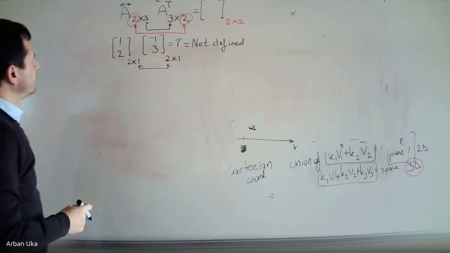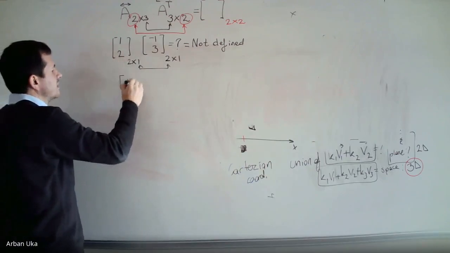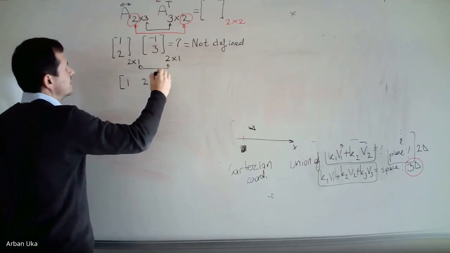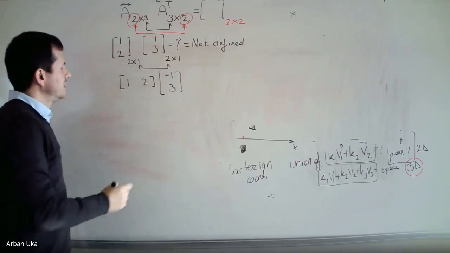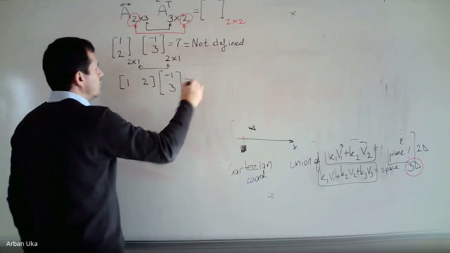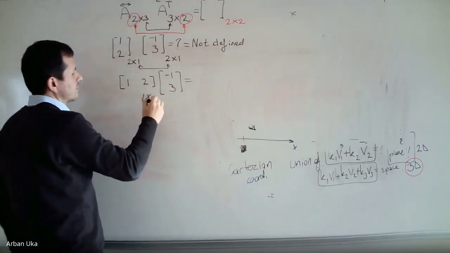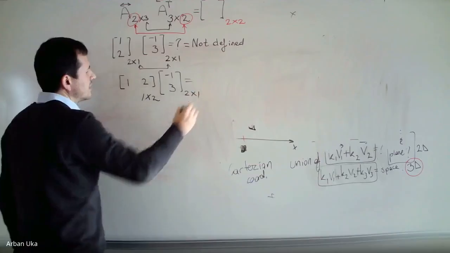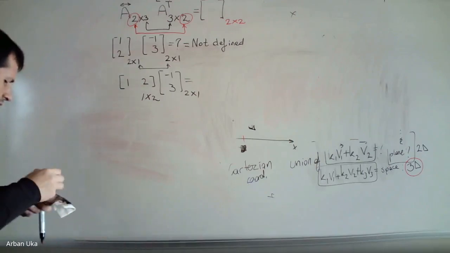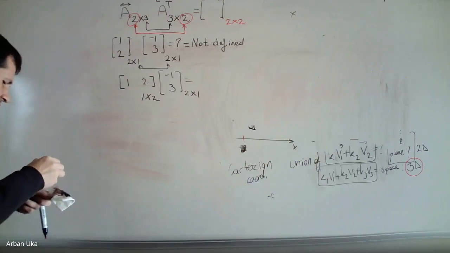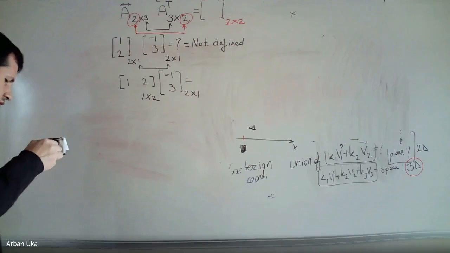But what we can do is get the transpose of this one. We can write this one as 1, 2, and we multiply with -1, 3. So what is the dimension of 1, 2? It's 1 by 2. That's correct. So we have one row and two columns. And the other one is 2 by 1. So what will be the dimension of the product of these two vectors? 1 by 1. That's true. So you get just a number.